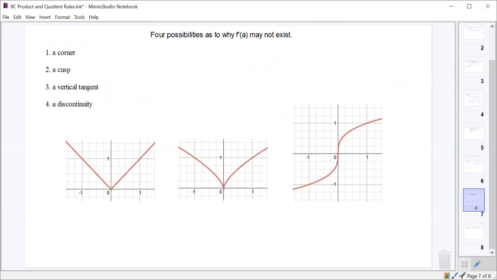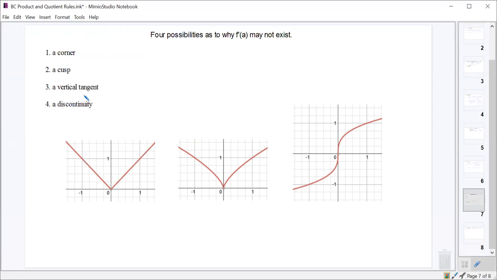Hopefully so. All right. Now, we talk about why a derivative might not exist. So there are 4 possibilities for why a derivative wouldn't exist. The derivative will not exist if the function has a corner, if the function has a cusp, if the function has a vertical tangent line, or if the function has a discontinuity. So 4 reasons why a derivative might not exist at a specific point: corner, cusp, vertical tangent, and discontinuity.